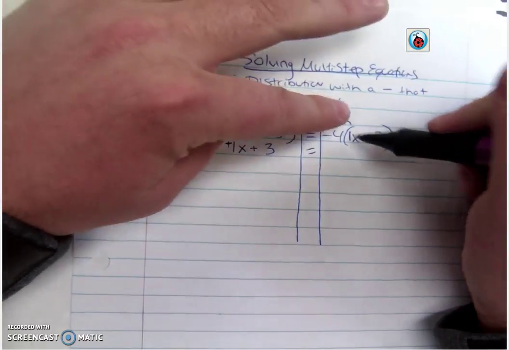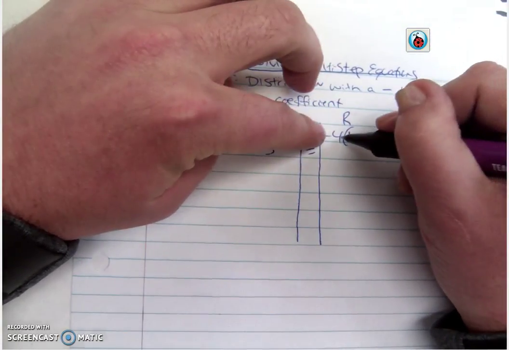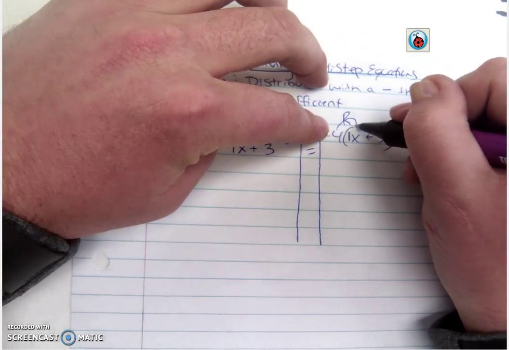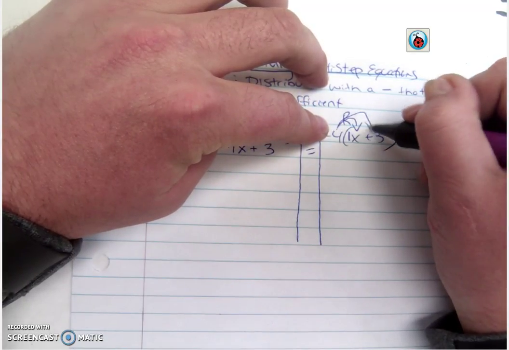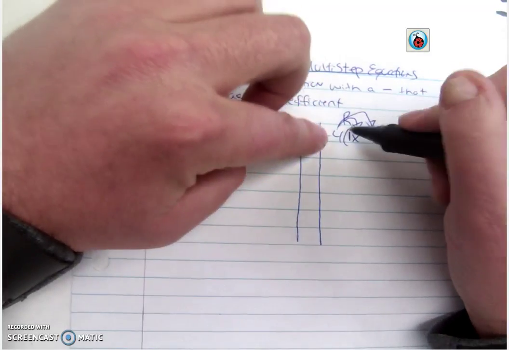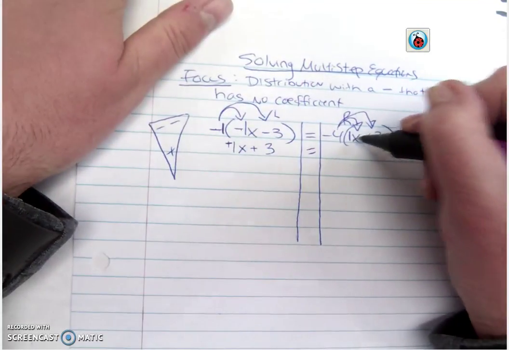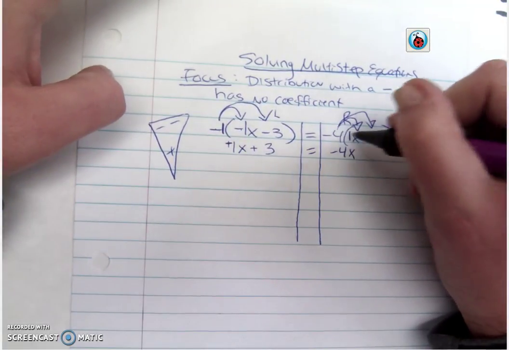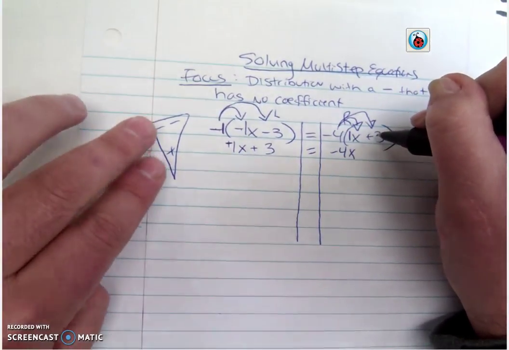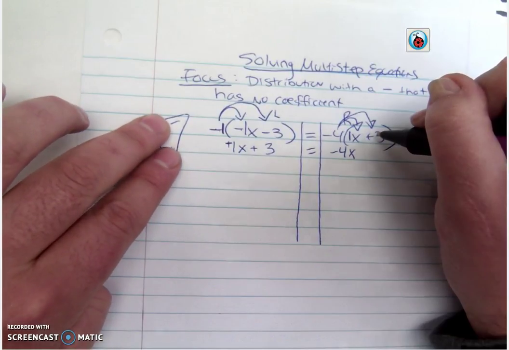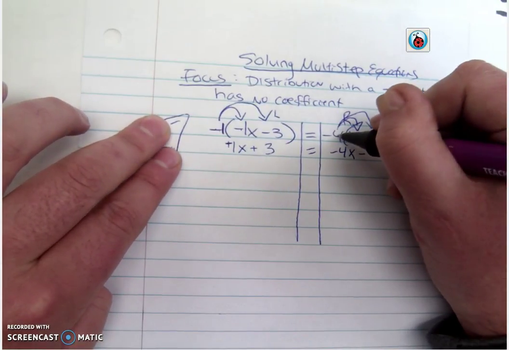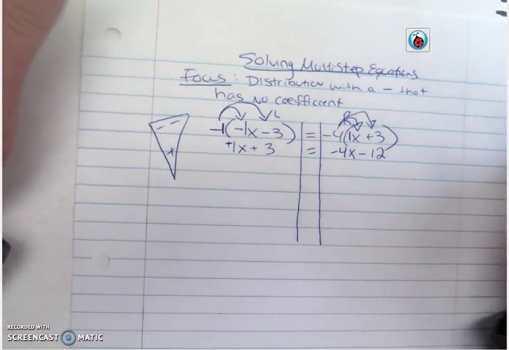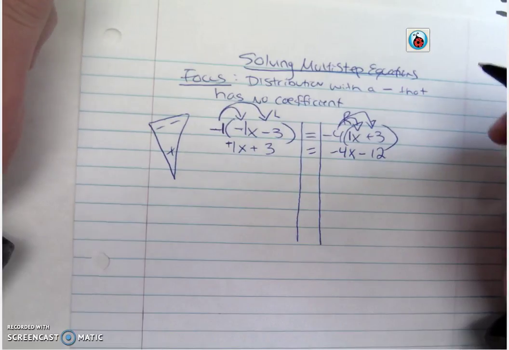Now on the right side we can see we have the same situation. We have a number touching parentheses, which again implies multiplication using the distributive property. So here we have negative 4 times 1x, which is a negative 4x. And we have negative 4 times a positive 3 again. Use the triangle. A negative times a positive is a negative. 4 times 3 is 12. So now we're going to solve this like any other equation question.